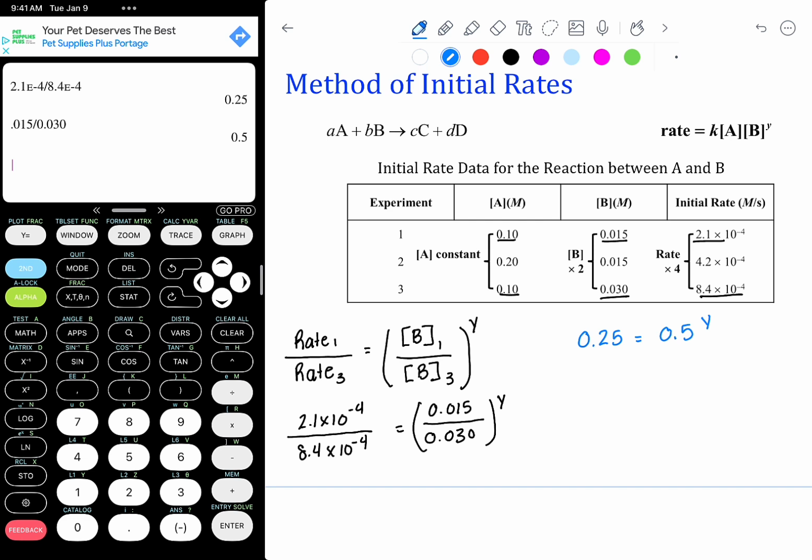So now we have to think, okay, if I take 0.5 and raise it to a value, what value does y have to be to get out an answer of 0.25? Well, we know that 0.5 raised to the 1 gives us 0.5. If I take 0.5 and raise it to the 2, that now gives me my desired answer of 0.25. So y has to equal 2.